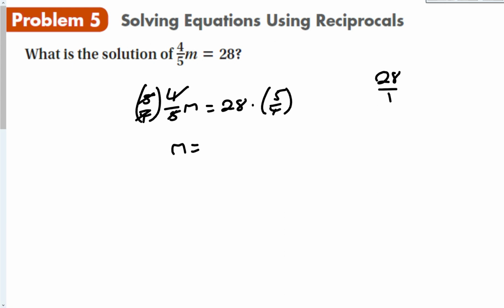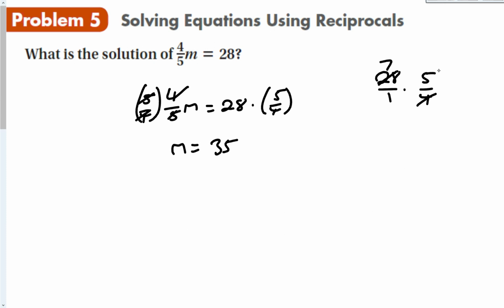Now, hopefully we remember how fractions work. That 28, we can think of as 28 over 1 times 5 over 4. And the easiest way to simplify a fraction is to cancel things that are on the bottom with things that are on the top. So this 4 and this 28 can reduce to 7 over 1, which then turns this into 7 over 1 times 5 over 1, which is just 35.